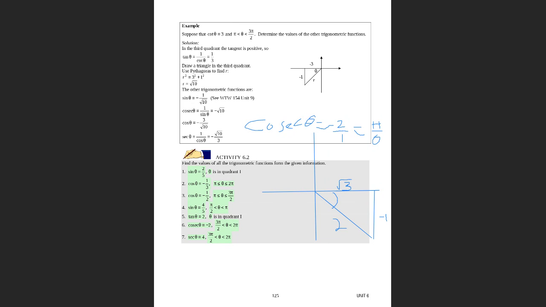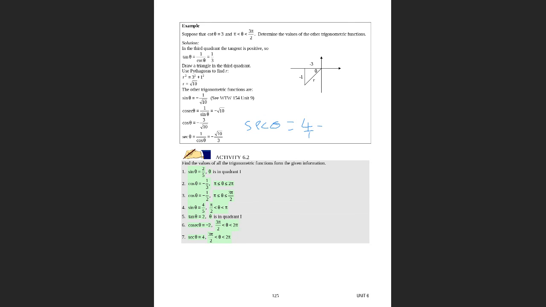So number 7, if you look at number 7, we have sec theta. Sec theta is equal to 4, so it's going to be 4 over 1.